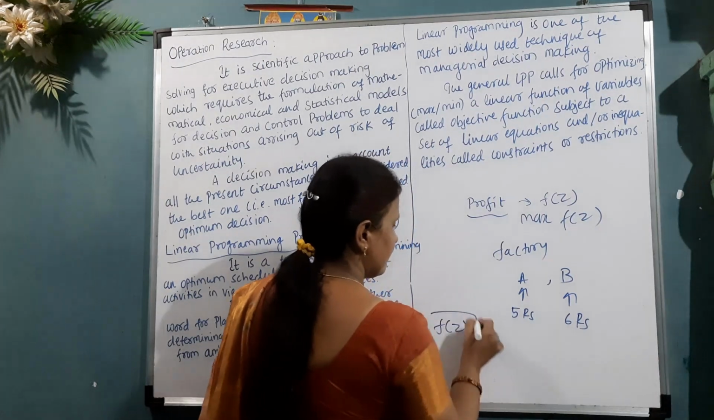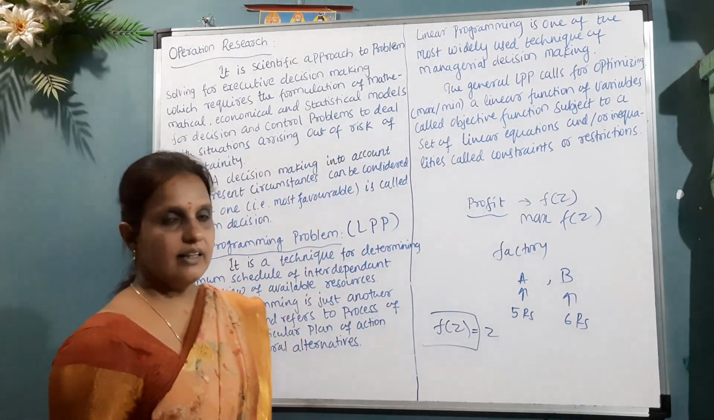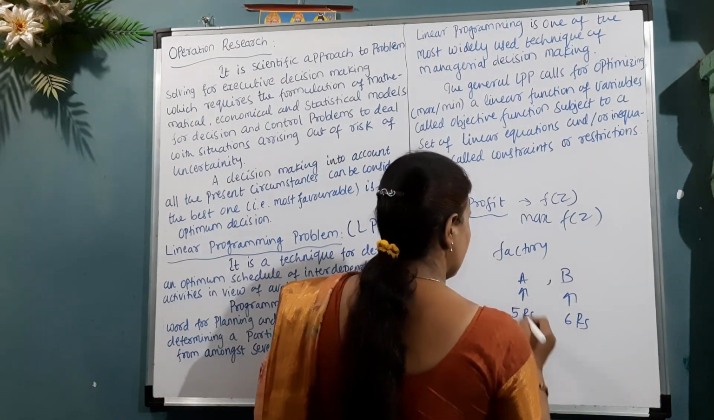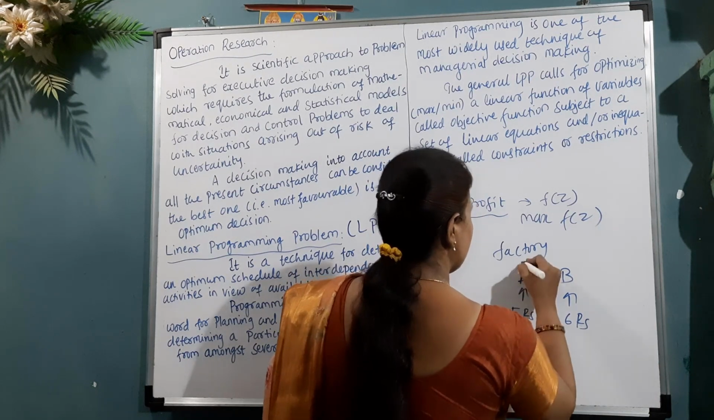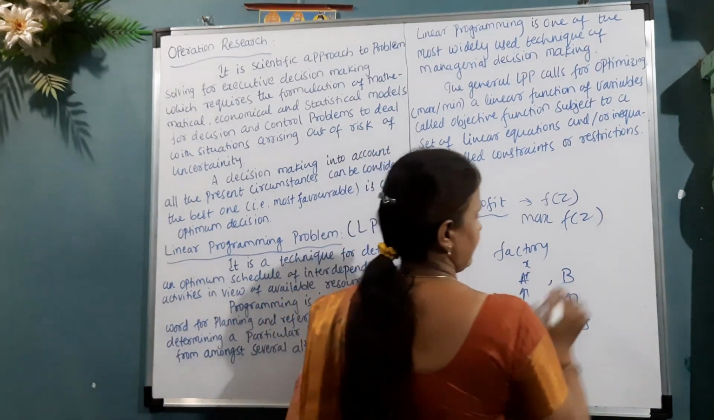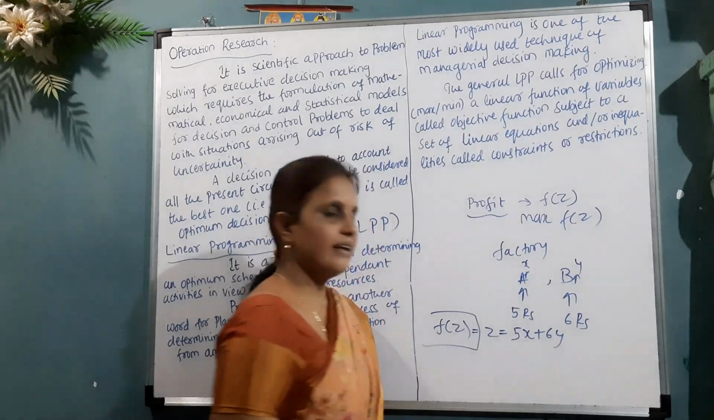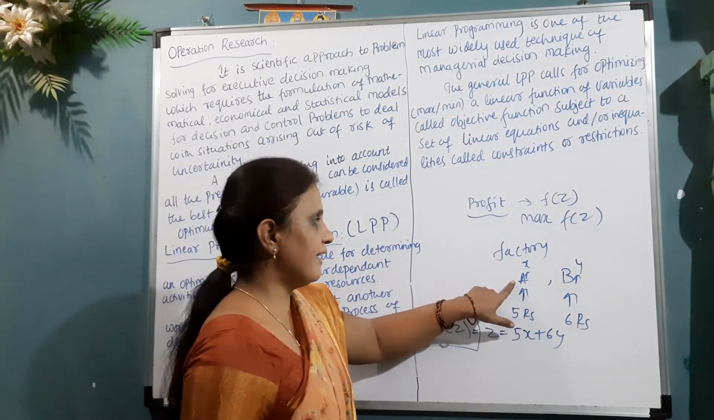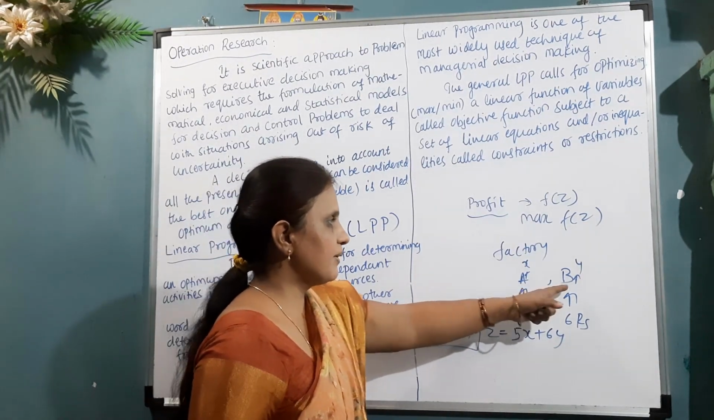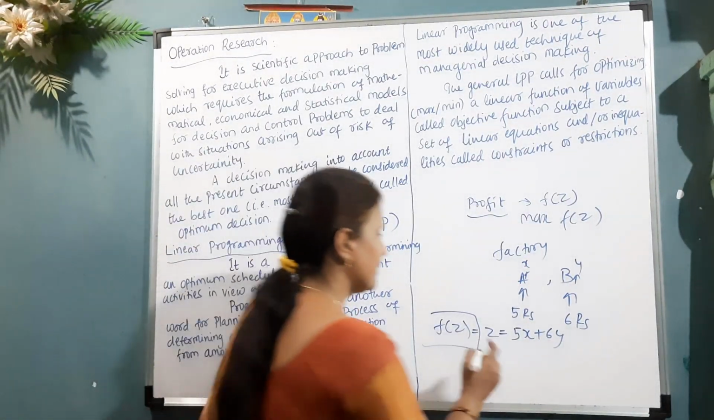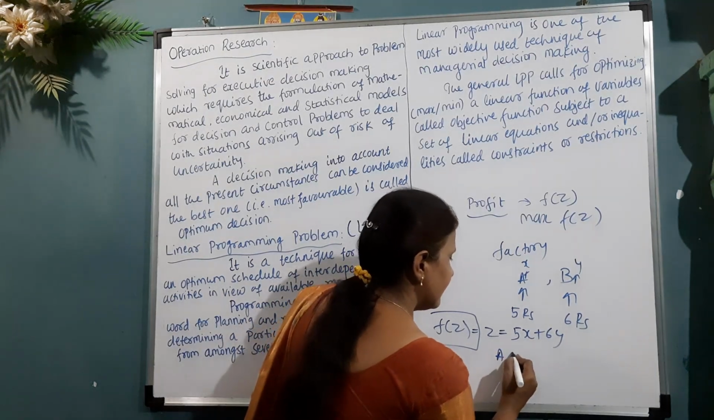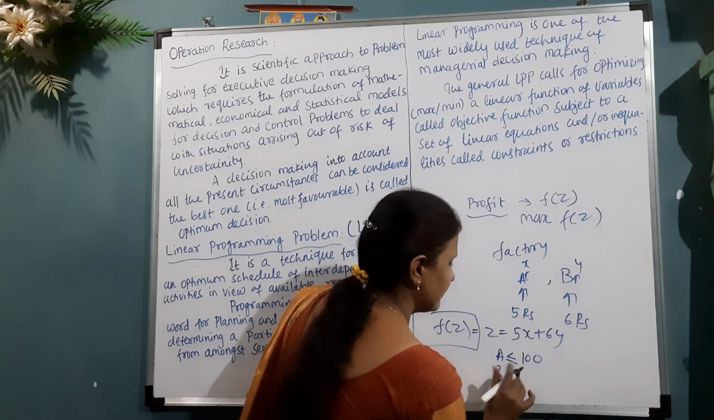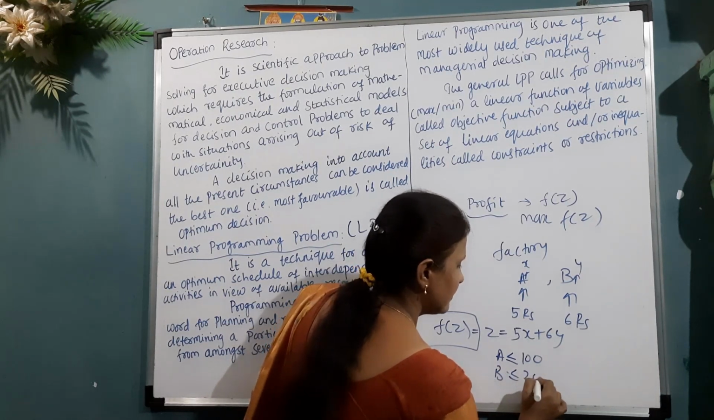The objective function we can denote as f of z or simply z. In some books it is denoted as f of z and in some books as z. Z equals, suppose, 5x plus 6y, where x is the quantity of product A and y is the quantity of product B. Now suppose product A is not more than 100, so A is less than or equal to 100, and B is less than or equal to, say, 200.